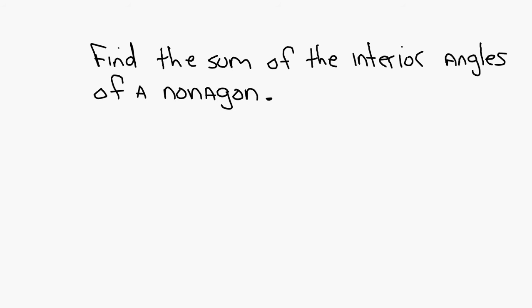Alright, so if you're finding the sum of the interior angles of a nonagon, it has 9 sides. So to find the sum of the interior angles, you would take 9 minus 2, and you would multiply it by 180. And 9 minus 2 is 7 times 180. 1260 degrees. Okay?